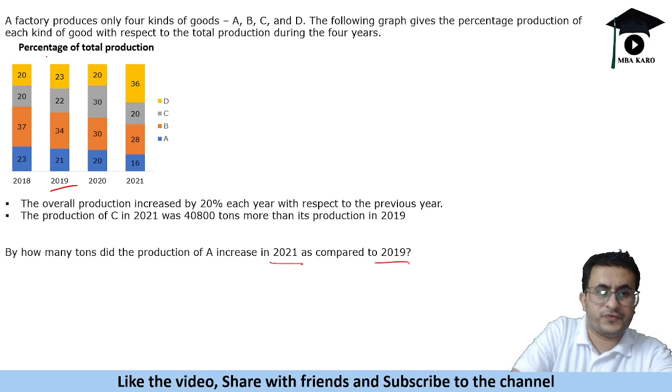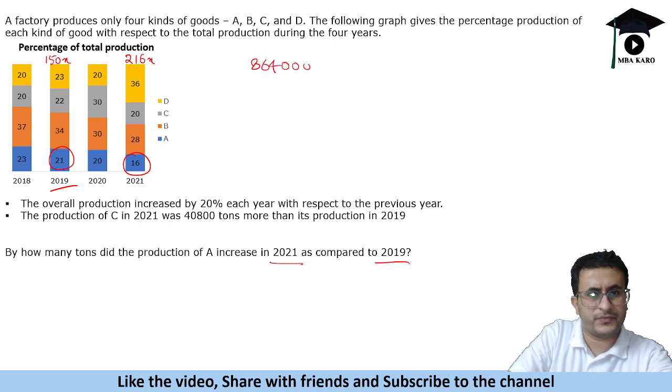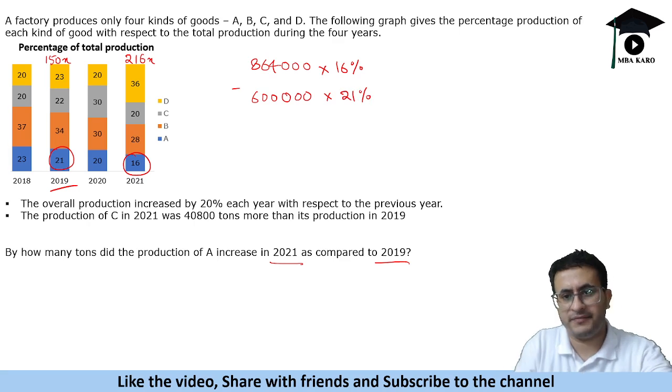So this was 150x, if you remember from the previous question, and this is 216x, right? This is 16%, this is 21%. X was 4,000, so in this year it is 216 into 4, which was 864,000. 16% of that, minus, we will have to do 150 into 4,000, which is 600,000. 150 into 4 is 600, and 21% of that.